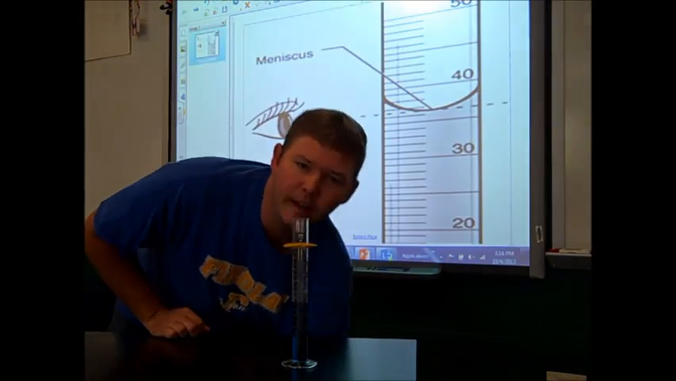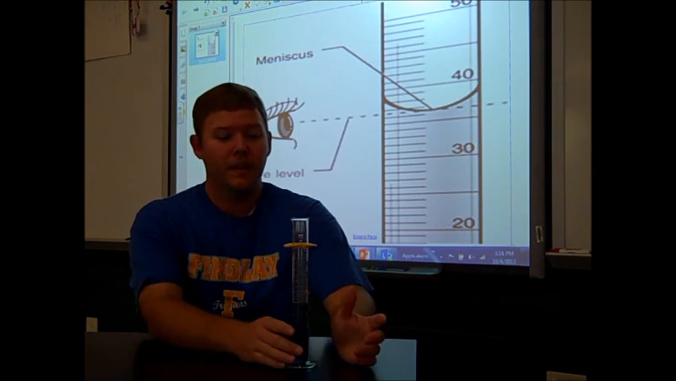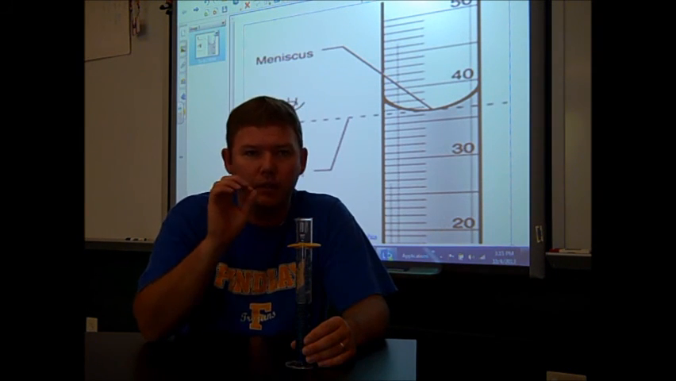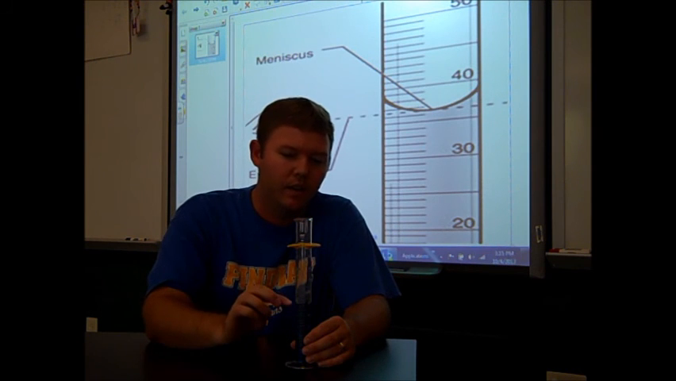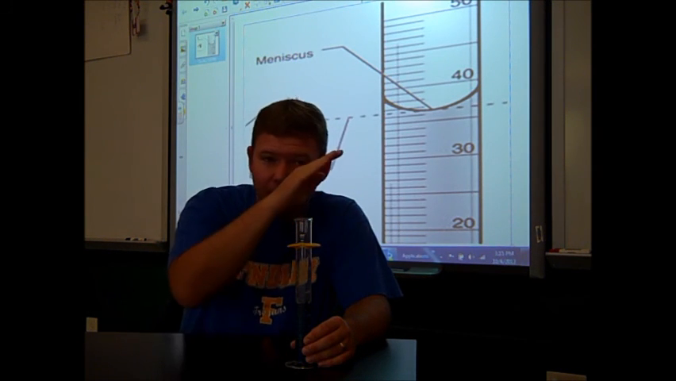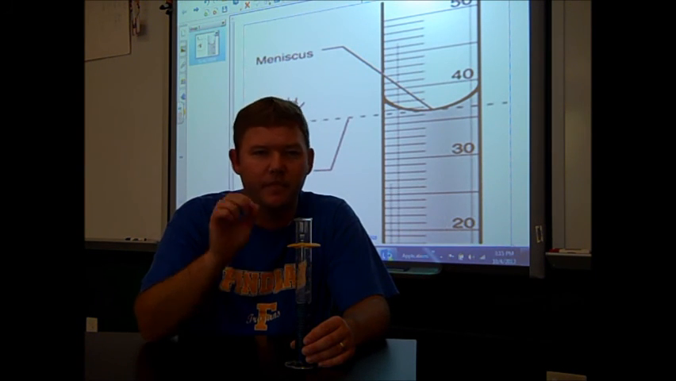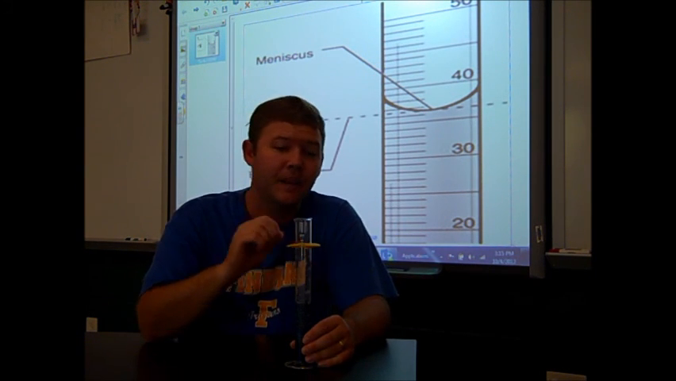Now, in our classroom, what I want you guys to do is anytime we need to measure, fill it up to the 50 milliliter mark. And again, make sure you get down on it and that meniscus, the bottom of that curve, is right at 50. Then we're ready to actually take our measurements.